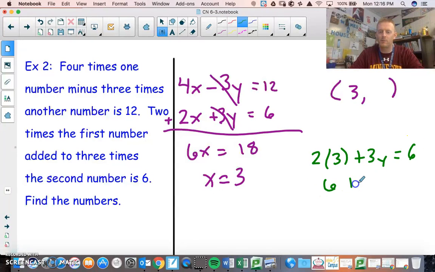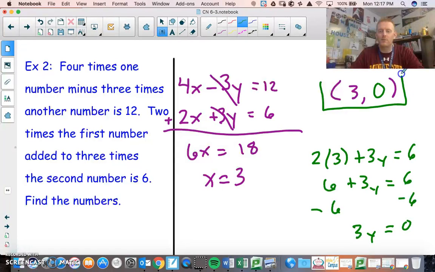So that says 6 plus 3y is equal to 6. Subtract 6 from both sides, and 3y is then equal to 0, which means y is equal to 0. So my answer is (3, 0). We could have easily graphed that one as well, but it is already all messed up.